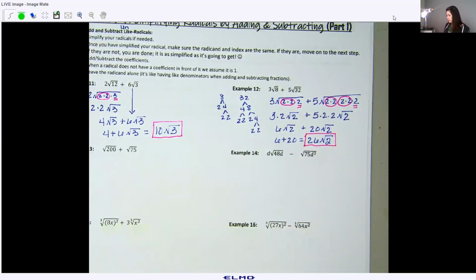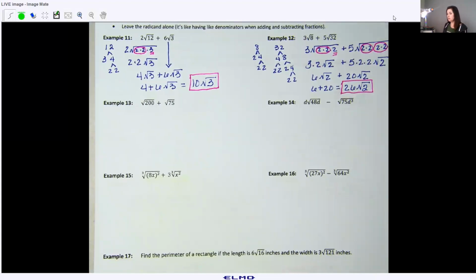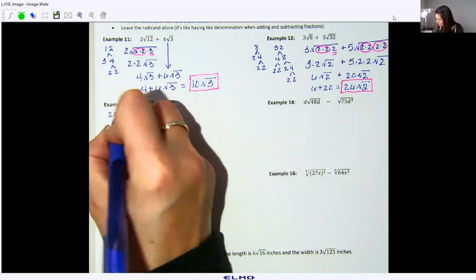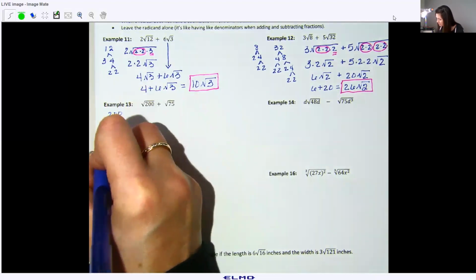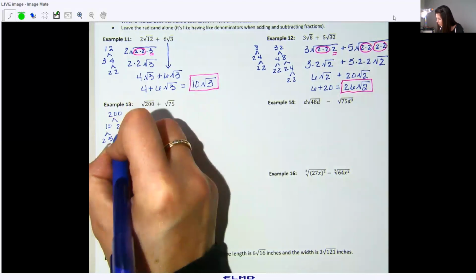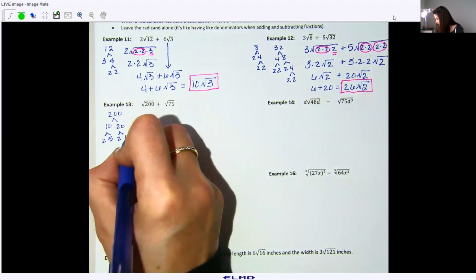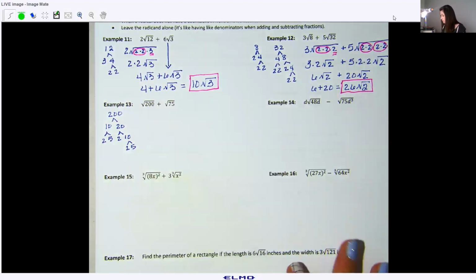Lots of numbers. Okay, number 13. We have 275. So let's do 200. 10 and 20. 10 factors to 2 and 5. 20 factors to 2 and 10. And then 10 factors to 2 and 5. Okay.